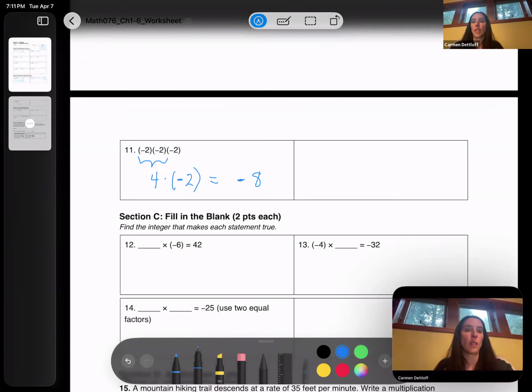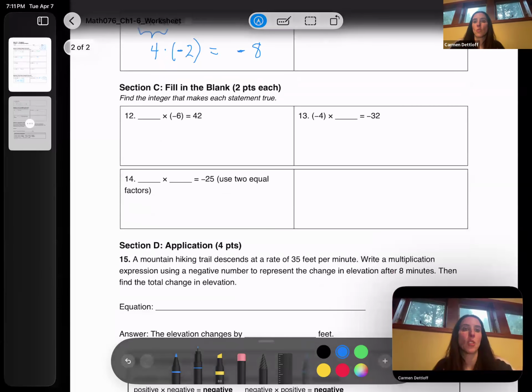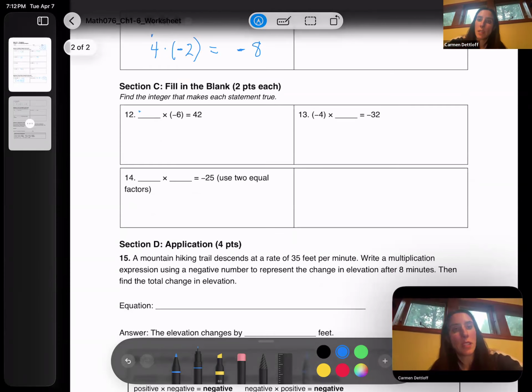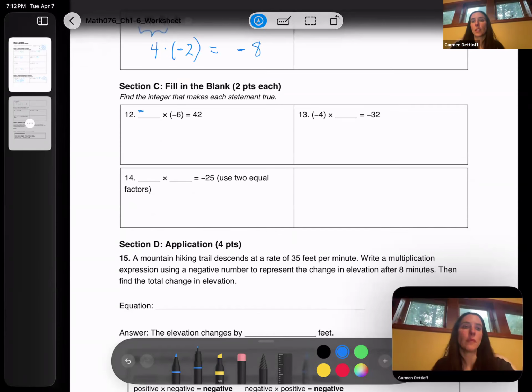Okay, let's fill in the blanks. Find the integer that makes each statement true. Blank times negative 6 equals 42. Okay, I need something that's going to make it into a positive. So I've got one negative, so I'm going to need another negative to go with it. So this is going to be negative, since a negative times a negative will be positive.